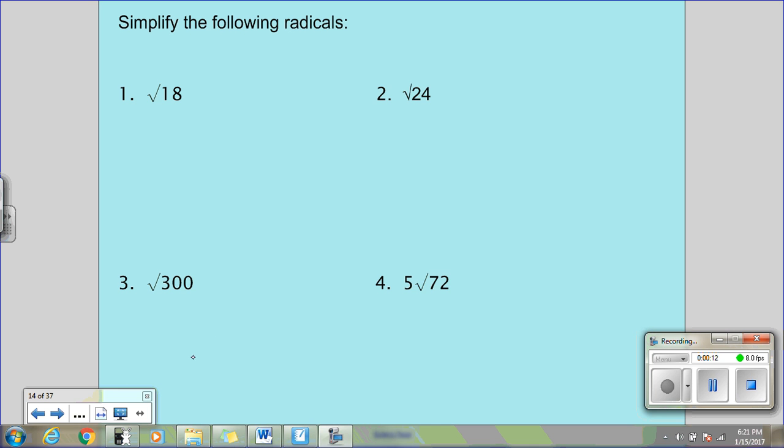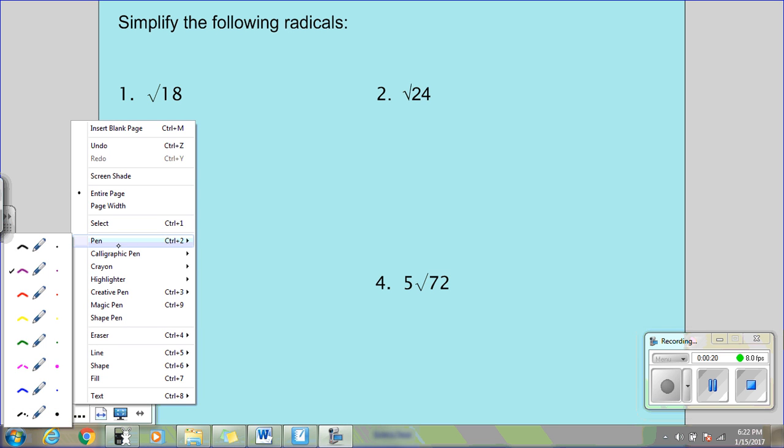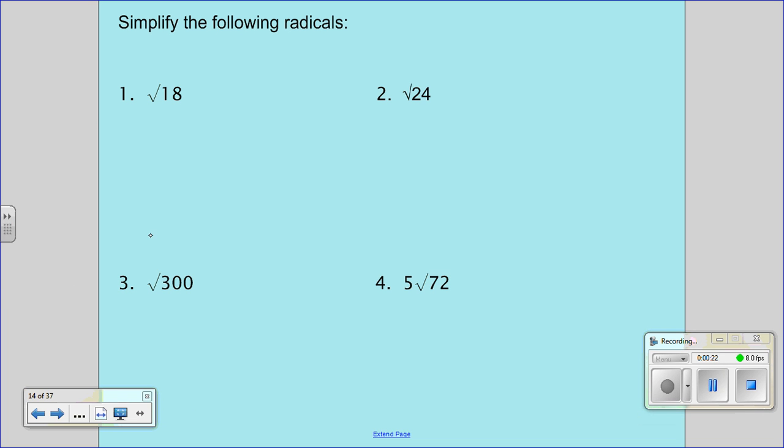So now we're going to simplify radicals that aren't perfect squares. Very similar to what we did on the previous lesson. You're going to break apart the number into its factors. So what I would do is pull the number to the side and develop a factor tree. So I know what two numbers would form 18. 9 and 2, right? And then 9 can be broken down into further factors of 3 and 3.